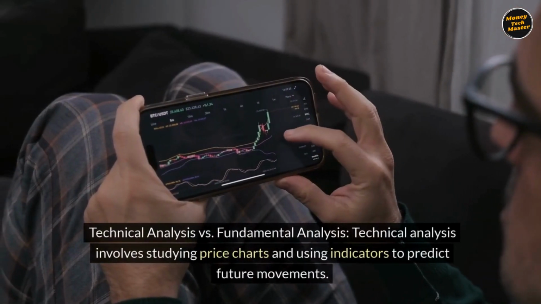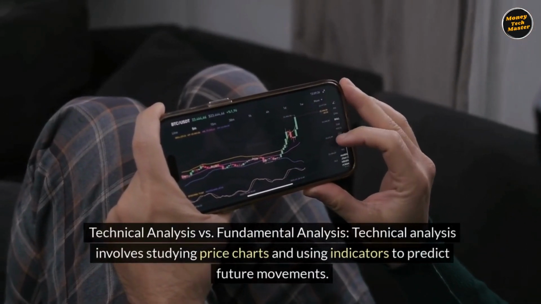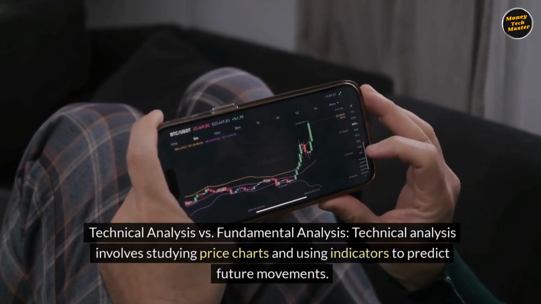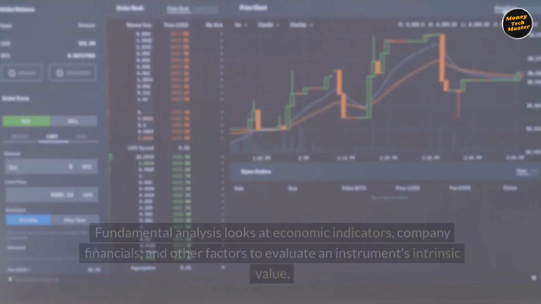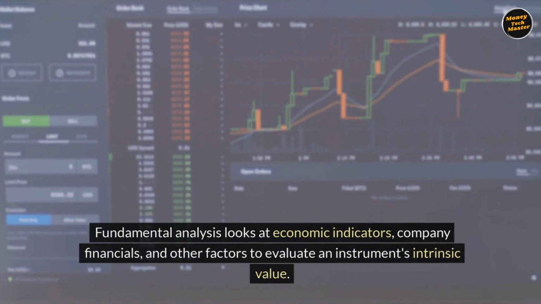Technical analysis versus fundamental analysis. Technical analysis involves studying price charts and using indicators to predict future movements. Fundamental analysis looks at economic indicators, company financials, and other factors to evaluate an instrument's intrinsic value.